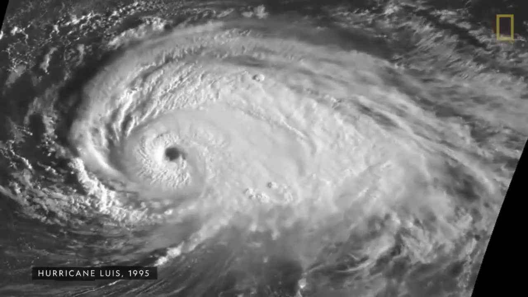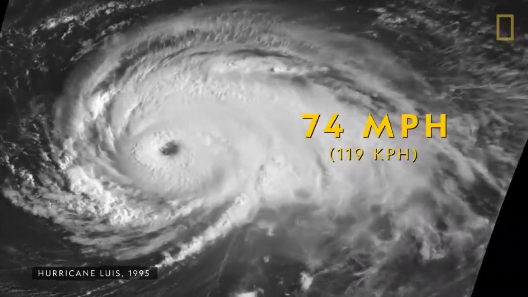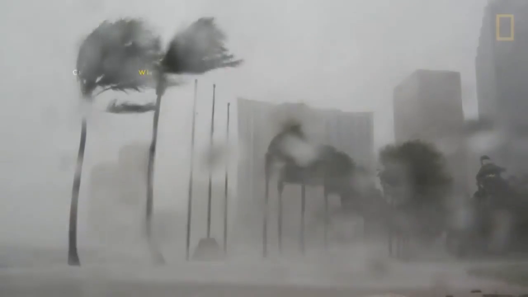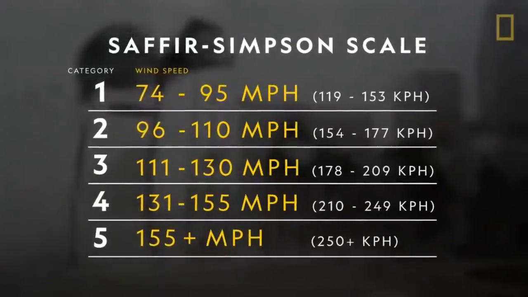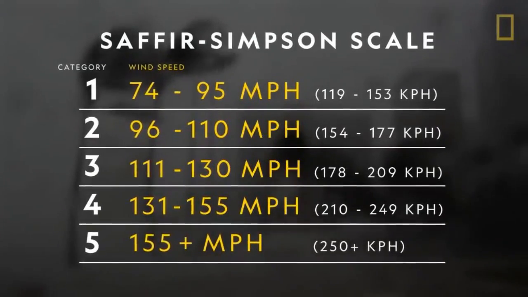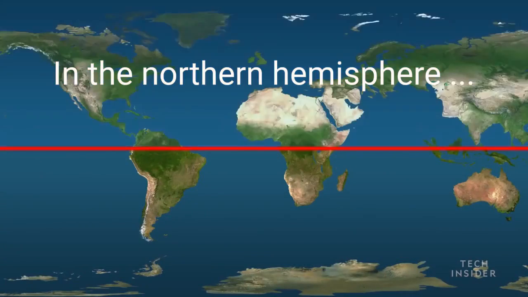At 74 miles per hour, a tropical cyclone is classified as a hurricane if it is in the Atlantic. Using the Saffir-Simpson scale, an Atlantic hurricane will be given a category based upon the wind speed of the eye wall.